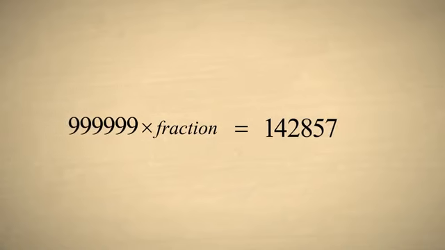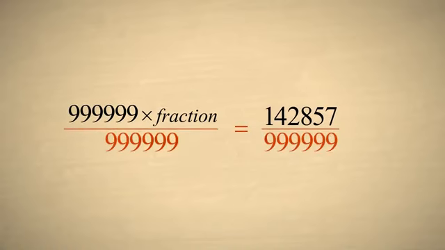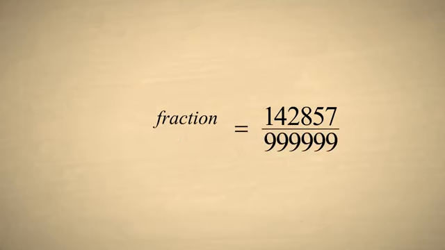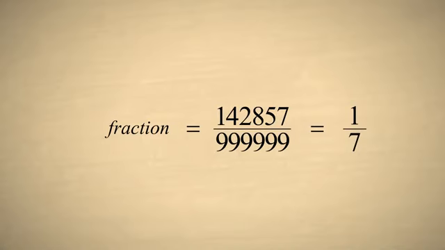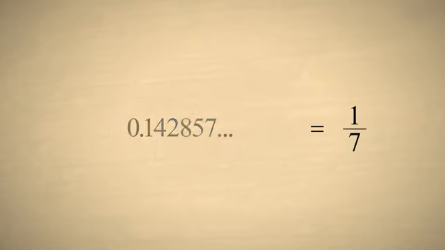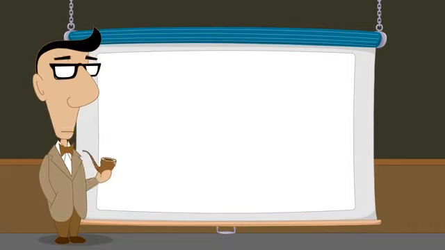Using the same logic as before, the left side of this equation can be simplified to 999,999 times the fraction. Dividing both sides of the equation by 999,999 leaves us with an equation which says that our number is equal to the fraction 142857 over 999,999. Using the factoring techniques we learned in the lecture on reducing fractions, this scary-looking fraction can be reduced to 1/7. So we have discovered that this repeating decimal number is equivalent to the fraction 1/7. This concludes our lectures on fractions.